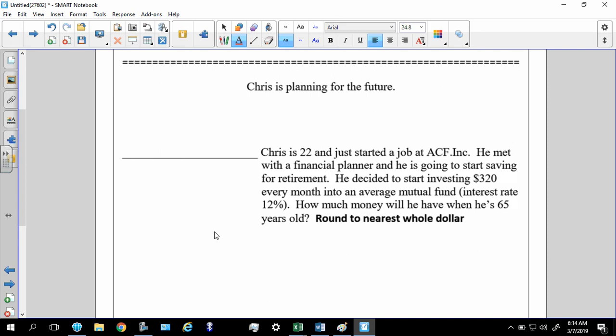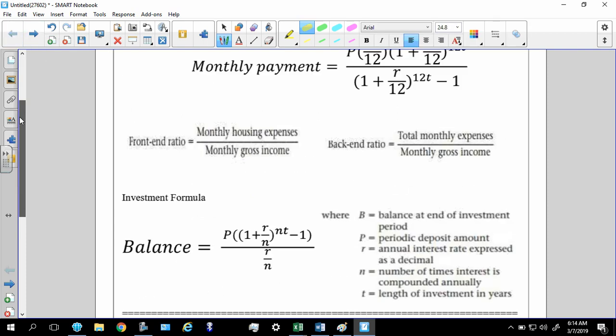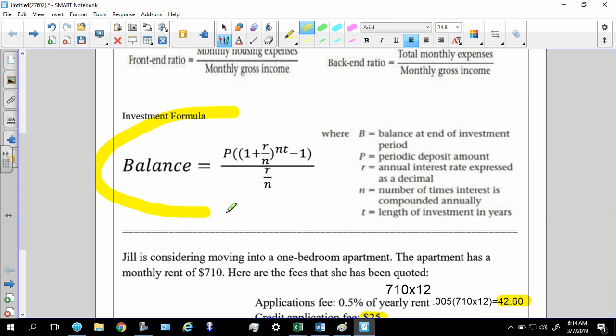Chris is 22 and has just started a job at AFC.com Incorporated. He met with a financial planner and he's going to start saving for retirement. He decided to invest. Okay, so a couple of buzzwords here. First off, he is investing $320 for every month. That's really the driving force with what you're going to do here. And what I'm going to do is use this formula.